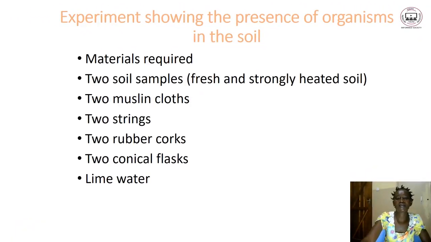So in order for us to know that there really can be organisms in the soil, we can conduct an experiment. To conduct an experiment or an investigation, we'll need some materials, and these are two soil samples. One should be fresh garden soil, the other one should be burnt soil or strongly heated soil.